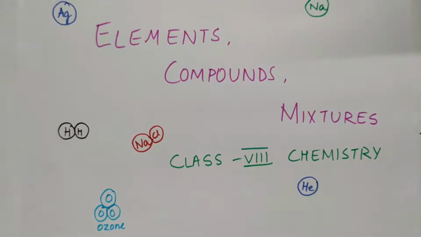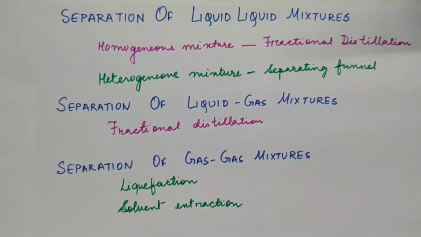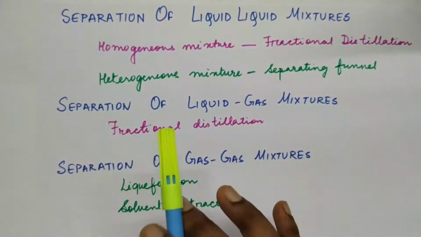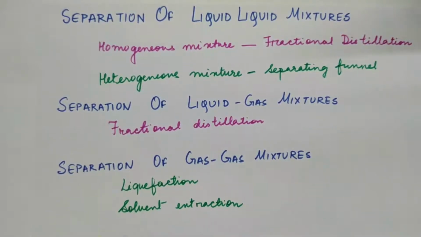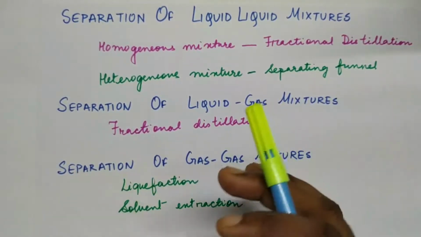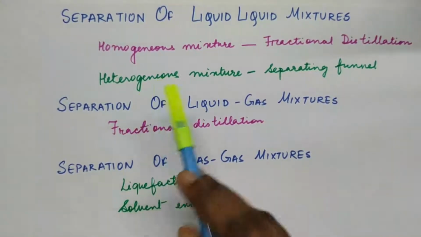So let us begin. When we are talking about two liquids which are mixed together with each other, they may be a homogeneous mixture or they may be a heterogeneous kind of mixture. You know that a homogeneous mixture means the mixture is completely uniform throughout, and when the components or the substances are not mixed properly or are not uniformly mixed, then it is a heterogeneous mixture.